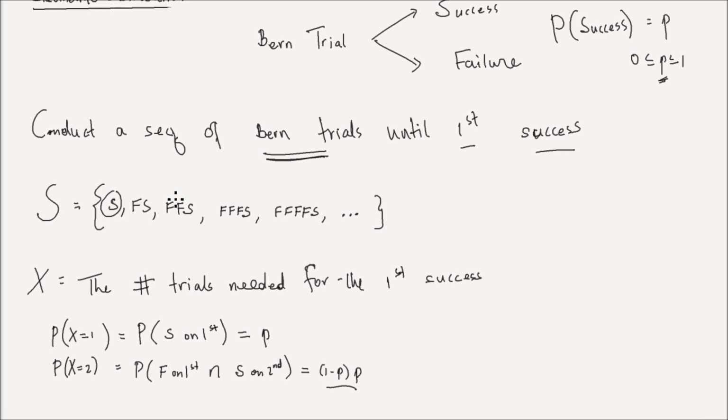And I can relate this element in the sample space to X equal to 3. That is, the number of trials needed for the first success is 3 for that event. And the probability that X is equal to 3 is equal to observing a failure on the first, which has a probability of 1 minus P, and then a failure on the second, again with a probability of 1 minus P, multiplied by a success on the third, probability of P. And therefore that is equal to 1 minus P squared times P.